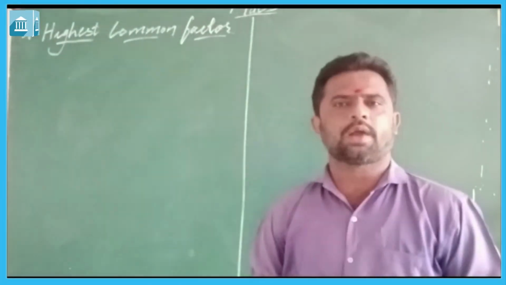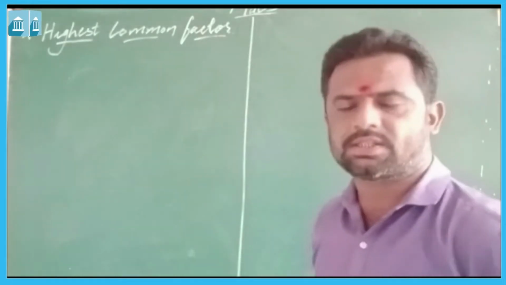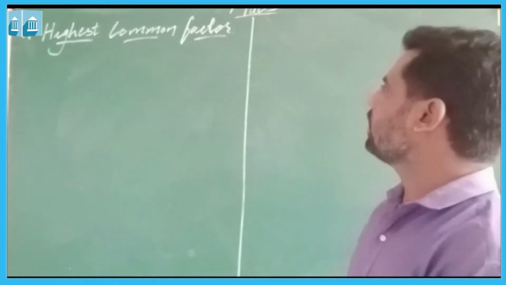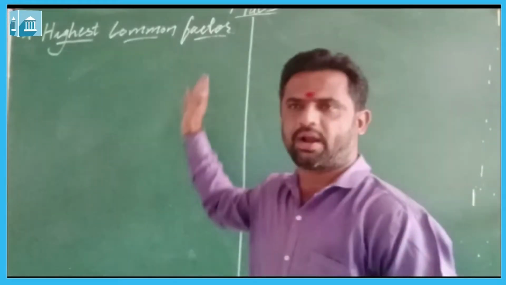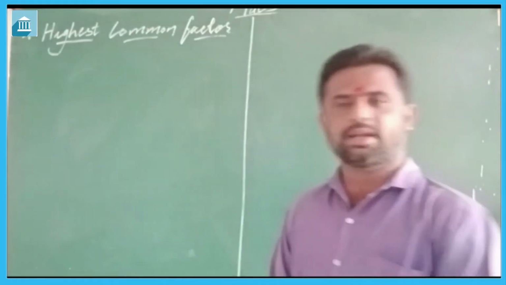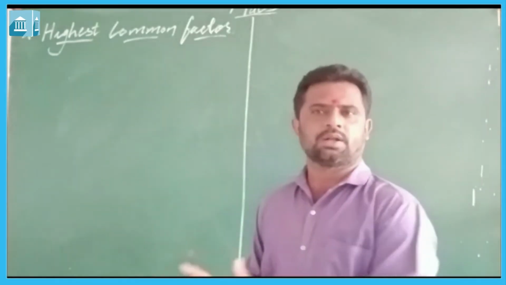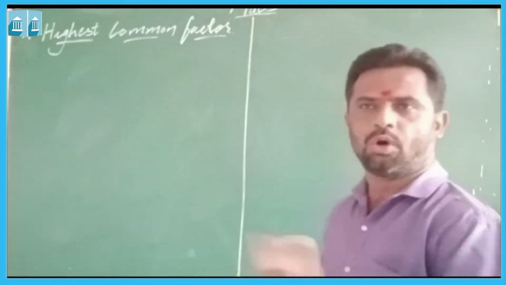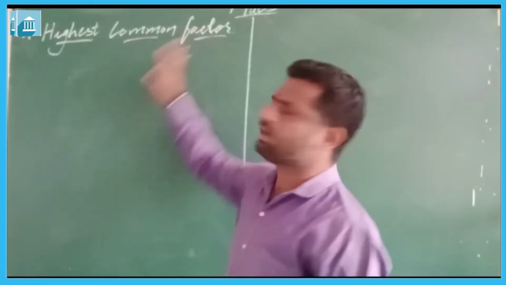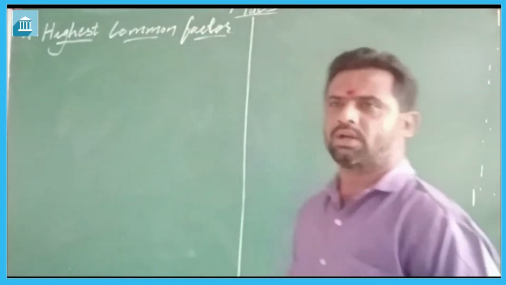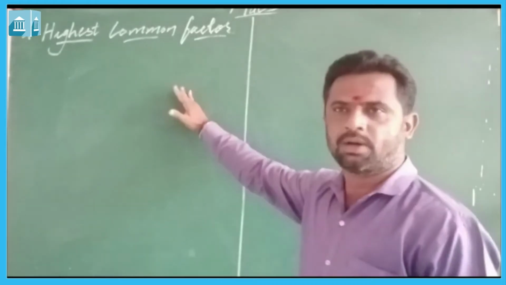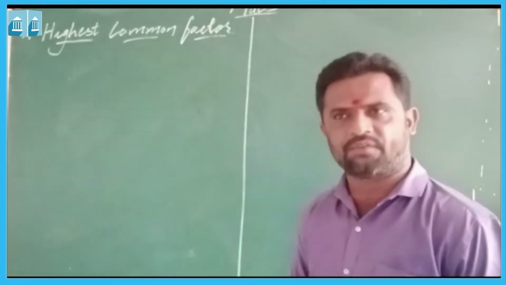In the last session we had learned about common factors and prime factorization. Today we are going to learn about highest common factors. Highest common factor means the highest among the factors of two or more given numbers. We are going to find the highest common factor by two methods. The first method is by splitting out the factors of a number. The second method is by prime factorization.